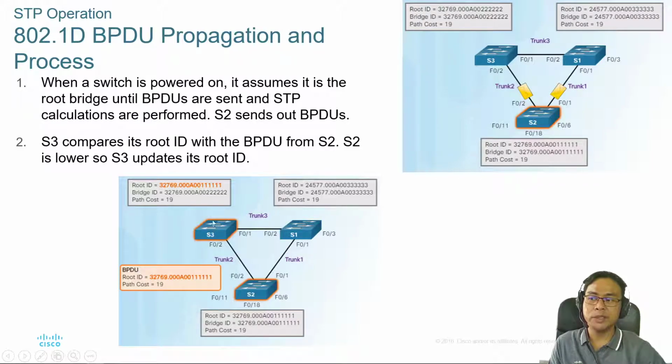So, S3 will now change its root ID to 1111 to acknowledge S2's bridge ID as the winner. But after seeing, next, S2 will also send a BPDU update to S1 here. But the thing is, the bridge ID of S1 is lower. So S1 will not change its root ID. It will just ignore the message from S2.